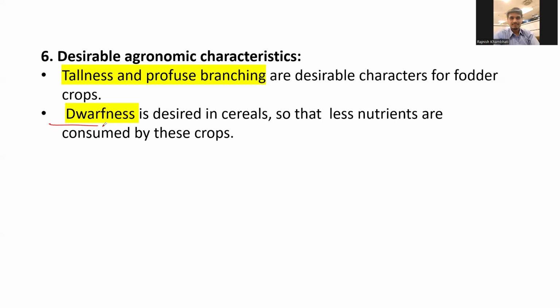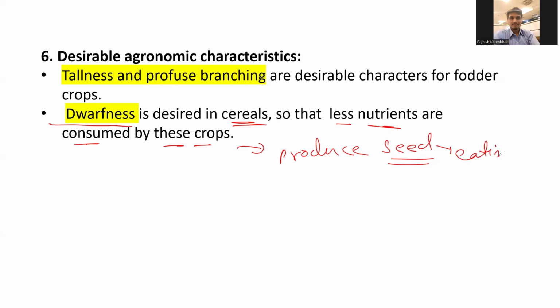And dwarfness is the desired character in the cereals, so that fewer nutrients are consumed by these crops for increasing the height. Instead, they will utilize them to produce seeds, more seeds, good quality seeds. Okay, that we will be eating.